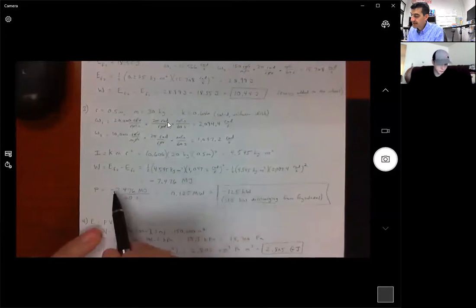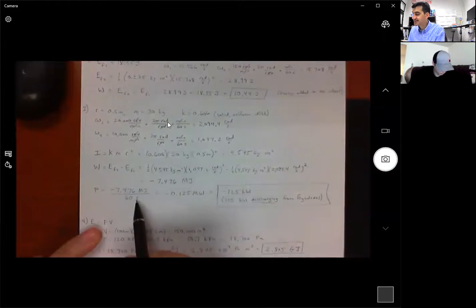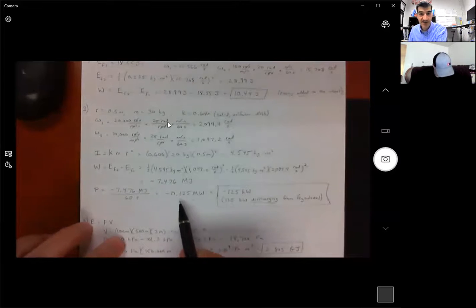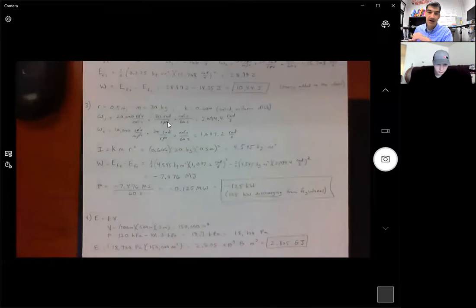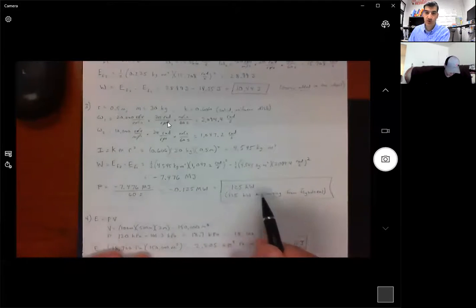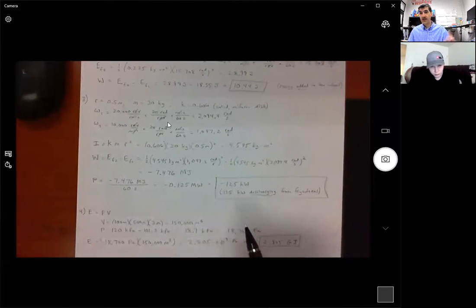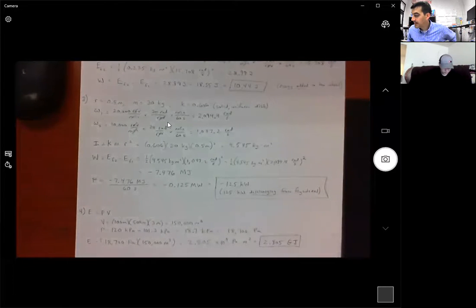So if I divide these numbers, negative 7.476 megajoules divided by 60 seconds, I get negative 0.125 megawatts, which is fine if that's your answer. Or I did a little bit more conversion. I converted it into kilowatts by multiplying times 1,000, and I got negative 125 kilowatts. So what that means is that we've got an average power from our flywheel of 125 kilowatts discharging from that flywheel over that 1 minute. That's the average rate of discharge over that 1 minute.